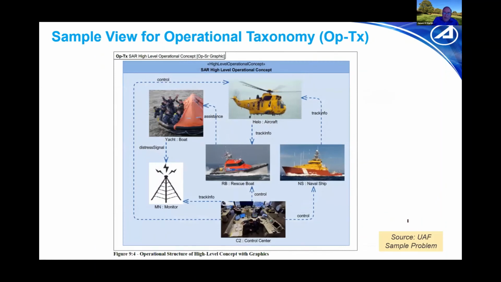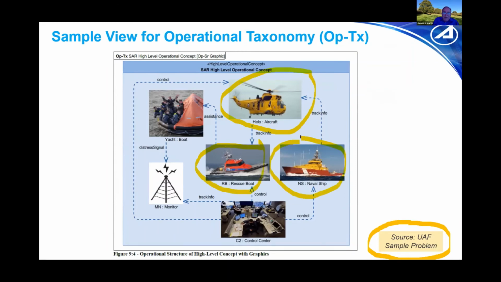So there's another component of the UAF spec called the UAF sample problem. For each of the 72 views, it provides an example view of how you might construct that. And this is done for the search and rescue mission. Here we can see there's some sort of helicopter, some sort of aircraft, a rescue boat, and a naval ship. So this is obviously just for the scenario of rescue at sea. In this case, we have a yacht that is in distress and sends a distress signal. It's monitored by some sort of monitoring station, goes to the control center, and the control center will control the rescue assets.